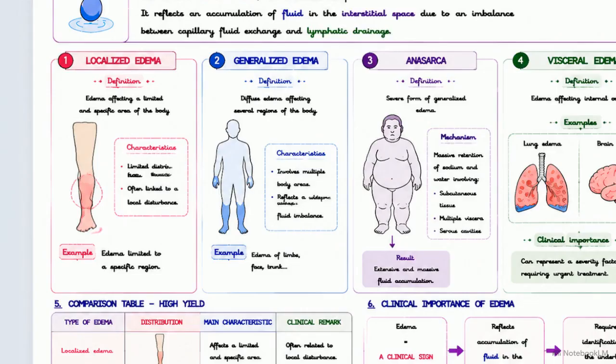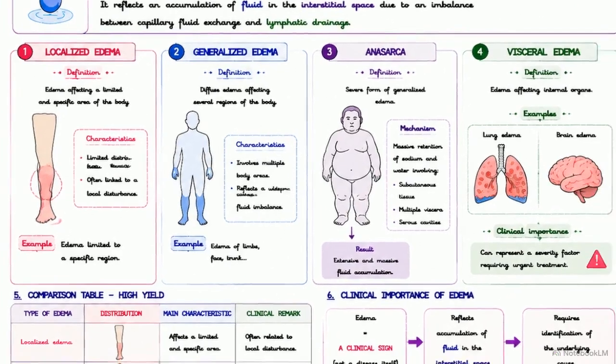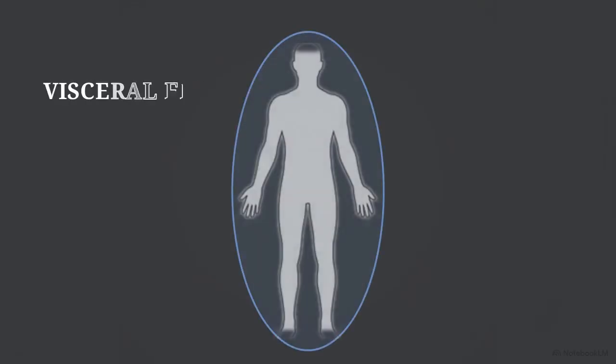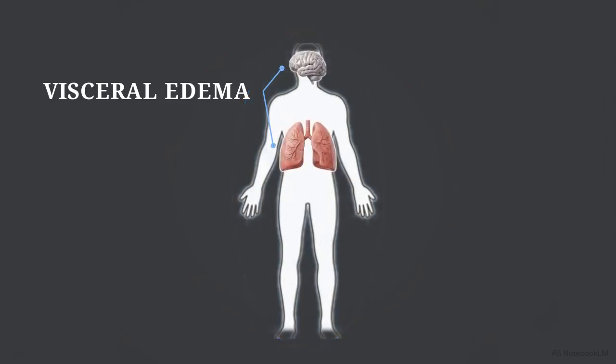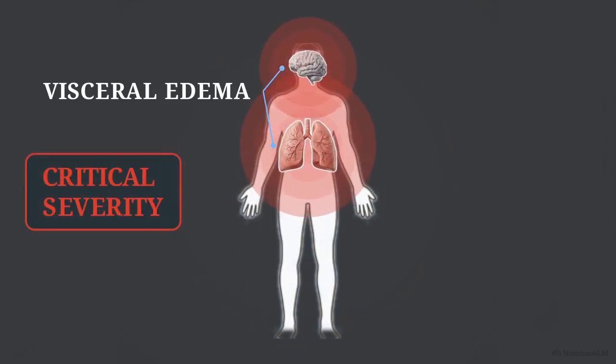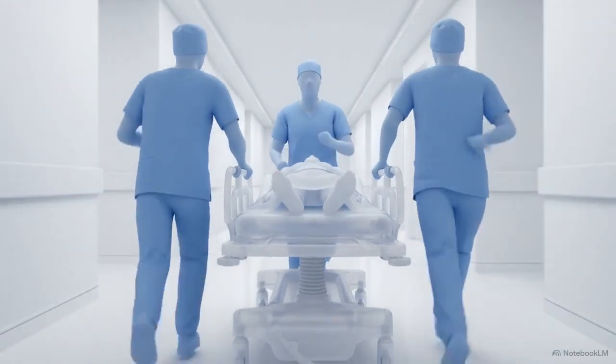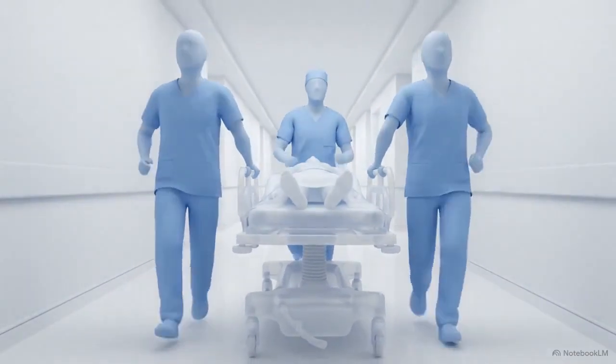This classification table breaks down severity. Localized edema is confined to a specific region, indicating local disturbance, while generalized edema involves multiple areas, pointing to systemic imbalance. Column 3 details anasarca, the extreme result of diffuse retention, causing massive fluid accumulation across tissues and organs. Pay close attention to visceral edema. Swelling that compromises the internal organs, specifically the lungs or brain, is a critical severity factor that demands immediate, life-saving intervention. The physical distribution of fluid provides an immediate readout. It tells the clinician whether they face a minor local disruption or a fatal systemic collapse.